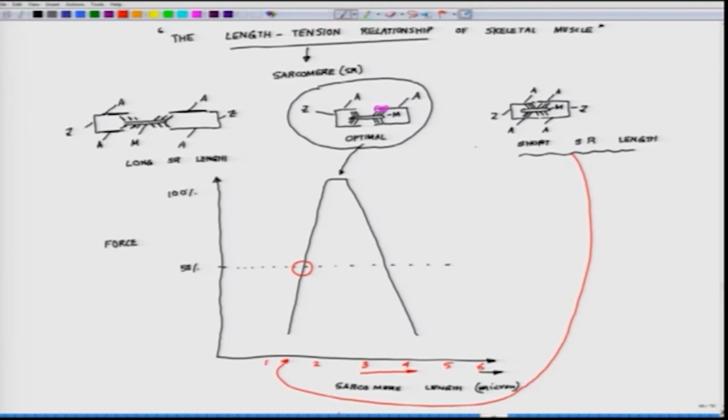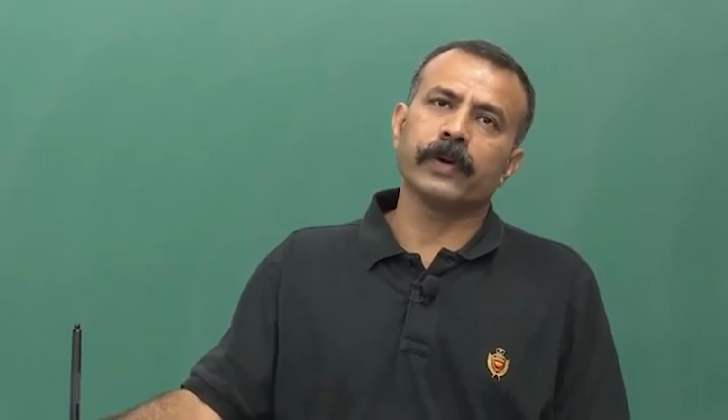Similarly, when sarcomere length is very relaxed, it lies here, and for maximum this lies here. So, what you observe here is sarcomere length is a function of the percentage force generation.